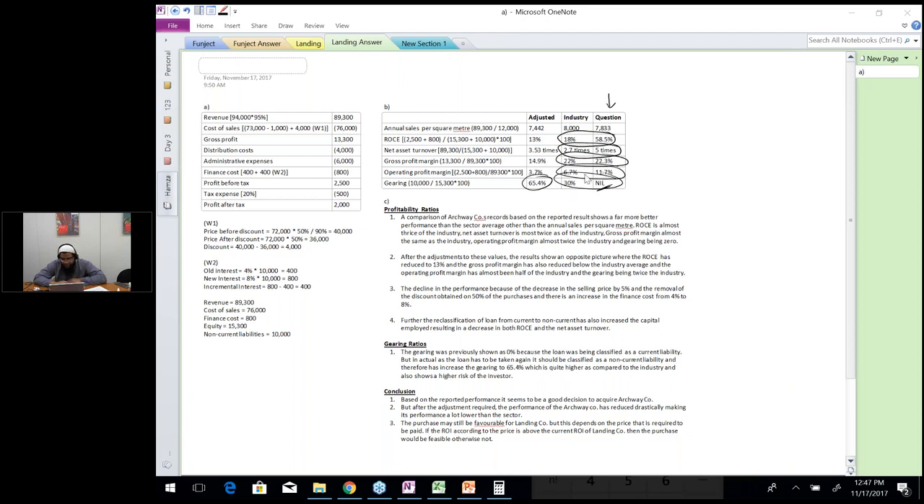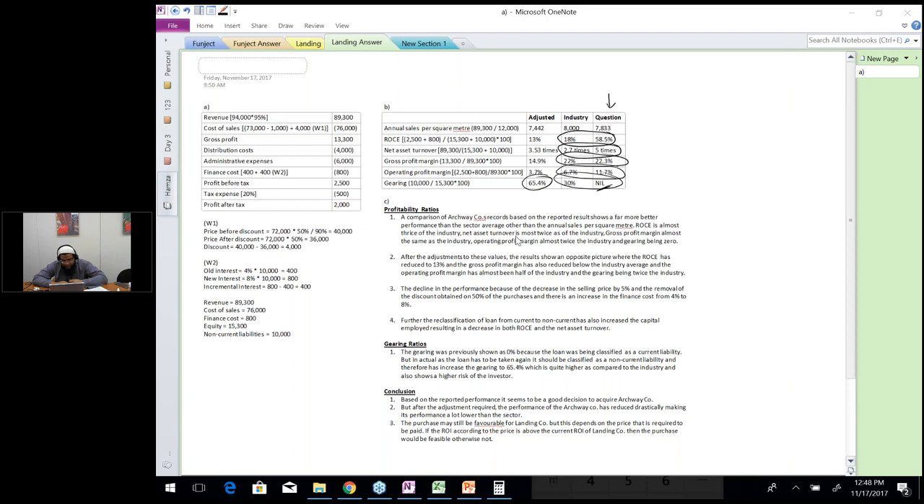Yes, Hamza, I will send you both the answers. The similar substance of the transaction is that we haven't repaid the loan in actual, because if we are taking it back, it means that we haven't actually repaid the loan.